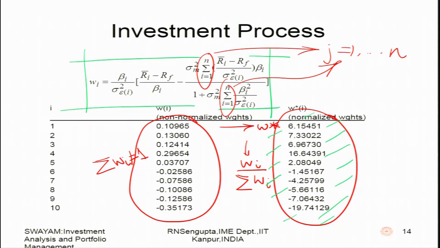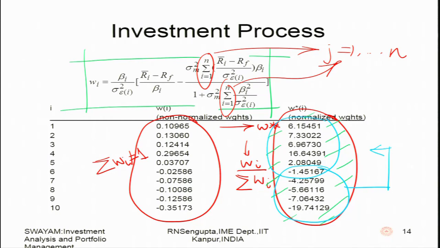While starting from the 6th to the 10th, they are all negative, and the negative values, I am only talking about the decimals, it is not the percentage, it is minus 1.45, minus 4.25, minus 5.66, minus 7.06, minus 19.74, which means I will be utilizing the fund considering short selling is there for the set of stocks from the 6th to the 10th, and utilizing this fund in order to increase my proportion of investment for the set of stocks from 1 to 5.